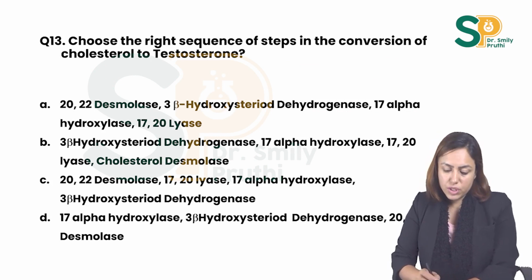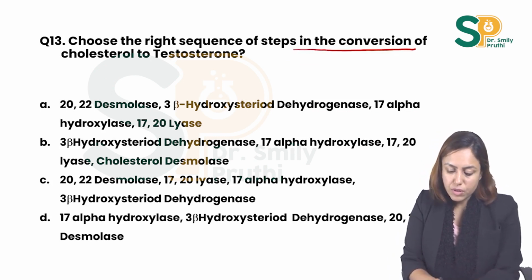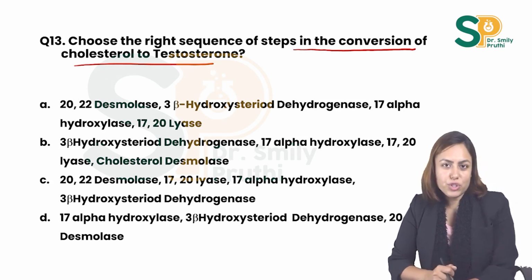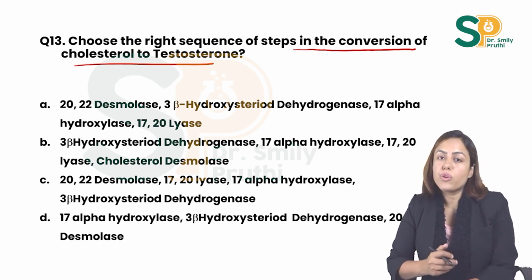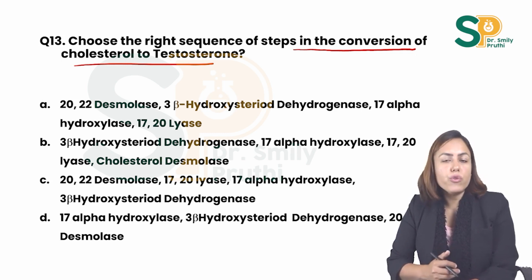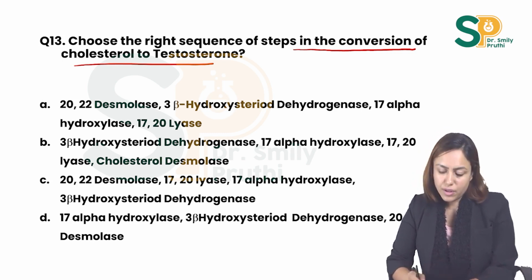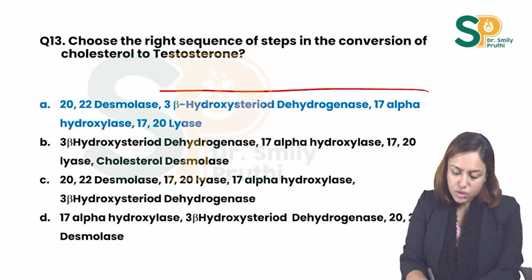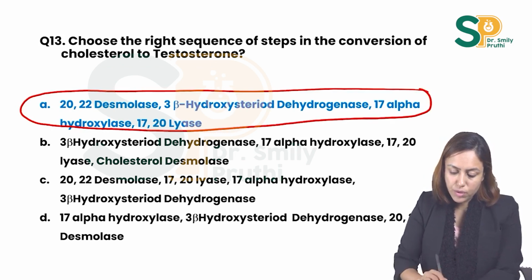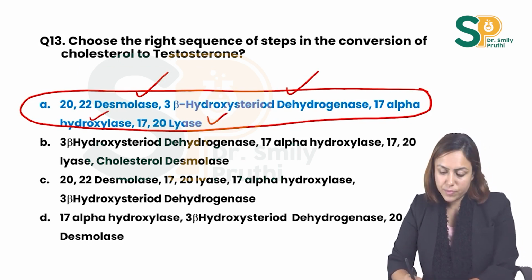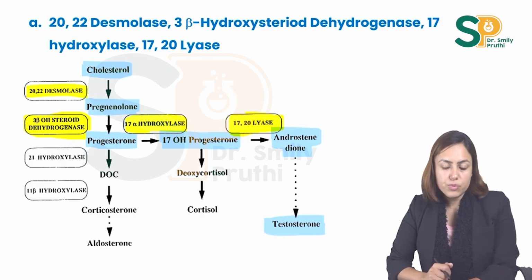Then question number 13. Write the sequence of steps in the conversion of cholesterol to testosterone. This is a difficult question which was asked in the exam. For this, you have to learn this big pathway of conversion of cholesterol to androgens, progesterone, mineralocorticoids and glucocorticoids, right? So the answer here is option A, which I am showing here. Four enzymes, desmolase, dehydrogenase, hydroxylase and lyase, in a sequence.